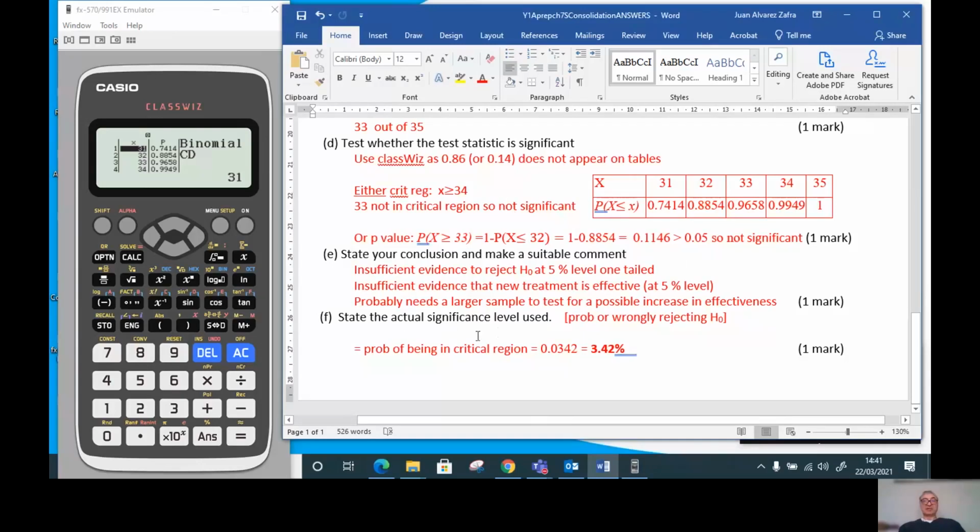State the actual significance level used. So the actual significance level is the size of the critical region, and that's the probability of being greater than or equal to 34. And we saw that was 1 minus the probability of being less than or equal to 33, 1 minus 0.9658, which is 0.0342 or 3.42%. So don't just say it's 5% because we're trying to test at the 5% level; work out the actual size of the critical region.